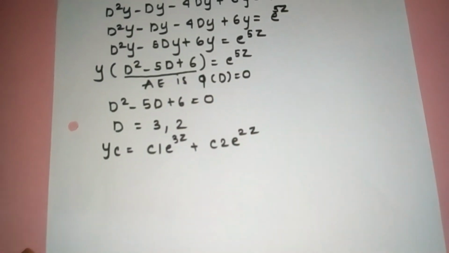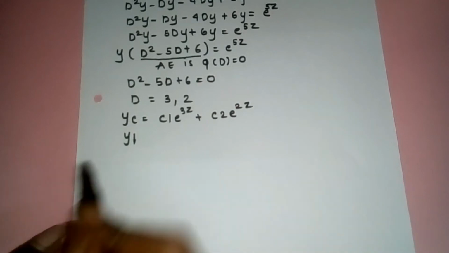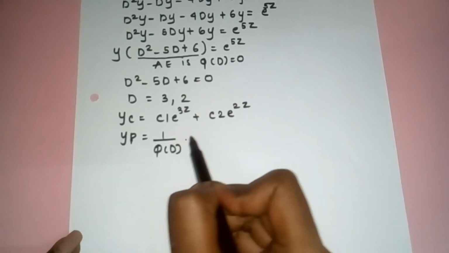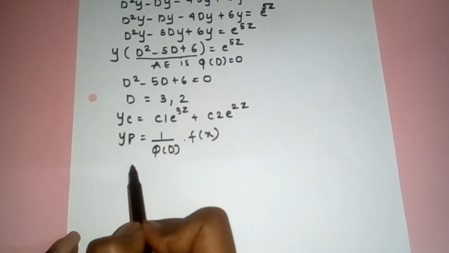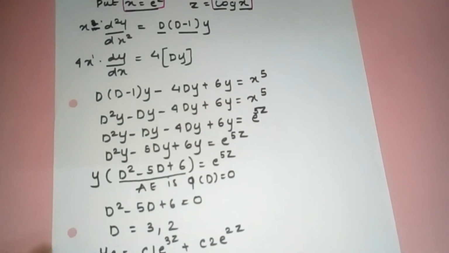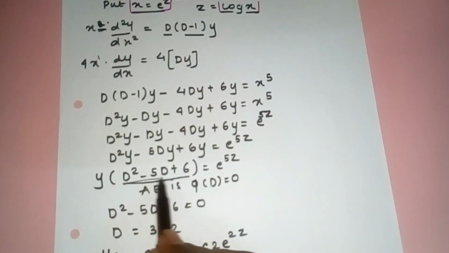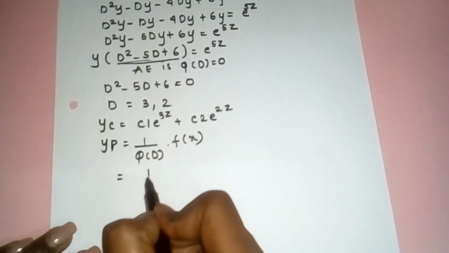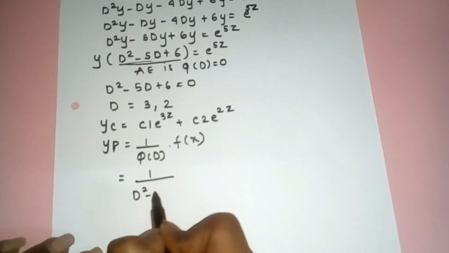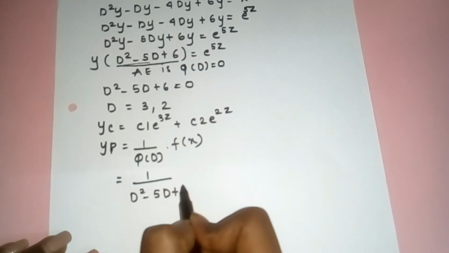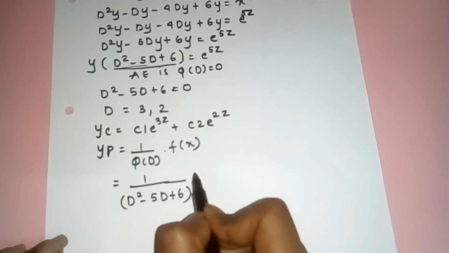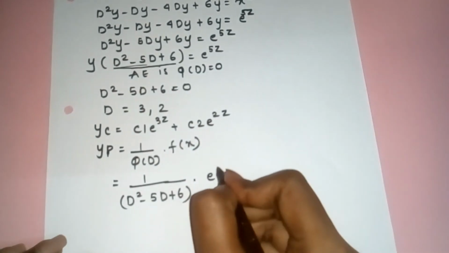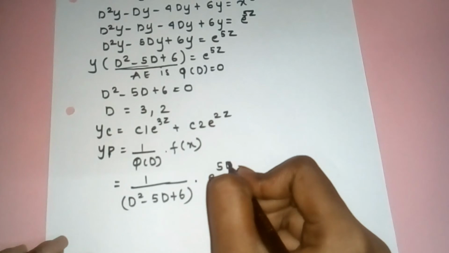Now we'll find yp. So for now yp is equal to 1 upon phi of d into f of x. Now our phi of d is this part. So we can write that 1 upon d square minus 5d plus 6 into f of x. F of x is this one, e raised to 5z.